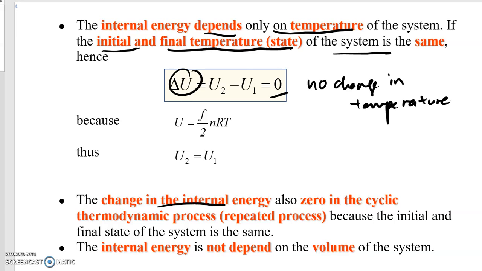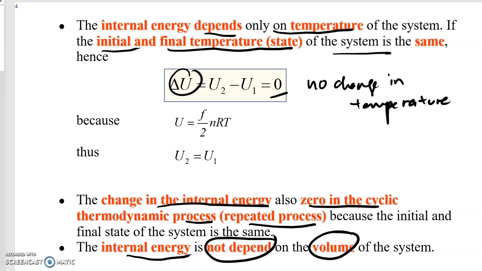The change in the internal energy is also 0 in a cyclic thermodynamic process or repeated process, because the initial and final state of the system is the same. Remember that the internal energy does not depend on the volume. It only depends on the temperature.